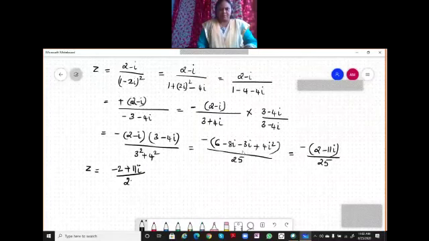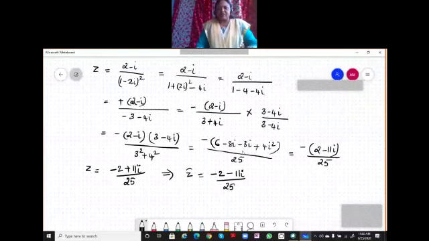25. What is this, ma? Z. What we have to find? We have to find Z conjugate. Z conjugate means we get minus 2 minus 11i divided by 25. So this will be Z conjugate is equal to minus of 2 plus 11i divided by 25.